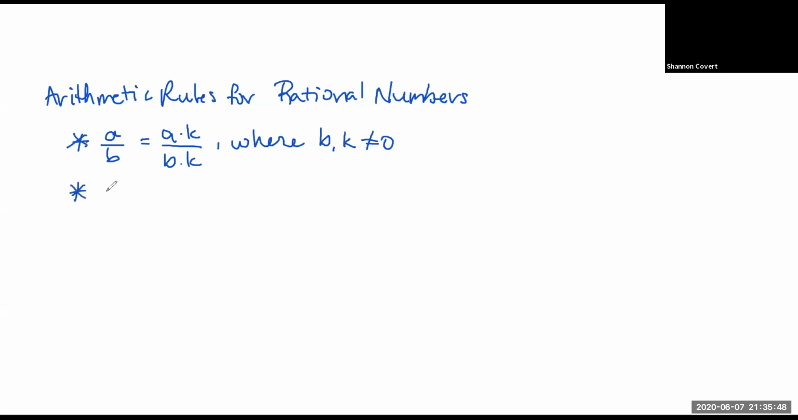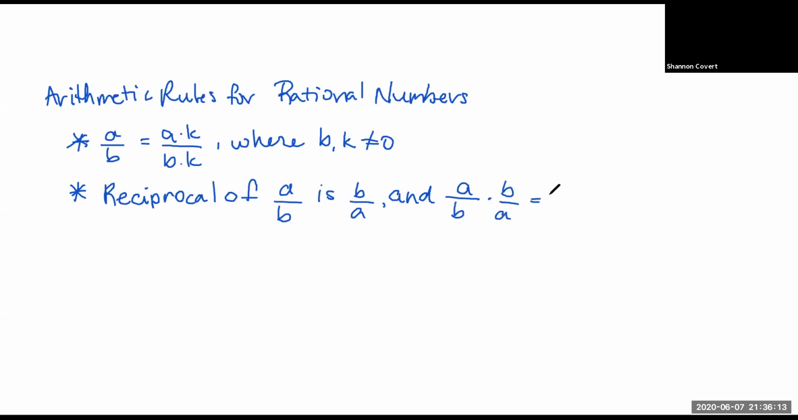This next one, you need to understand what a reciprocal is. So the reciprocal of A over B is B over A. And when you multiply reciprocals, in other words, when I multiply A over B times B over A, my answer should be 1. And once again, because we have A and B in our denominators, we need to make sure we make the statement that A and B cannot be equal to 0.